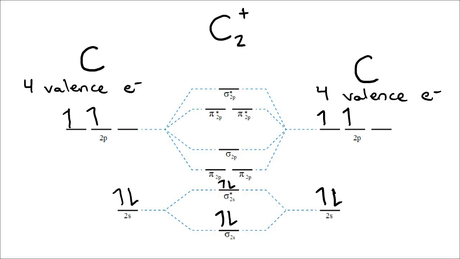Now I'm going to go to that second level of energy. I have 2 electrons from this carbon. I have 2 electrons from the carbon on the right, so that's 4 electrons total. I'm going to use that to fill in these orbitals, 1, 2, 3, 4. But remember, this molecule has a plus charge, which means it must have lost an electron. So I'm going to take 1 electron away, and this will be my molecular orbital diagram for this molecule.